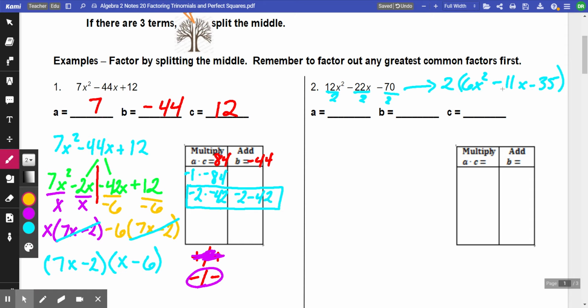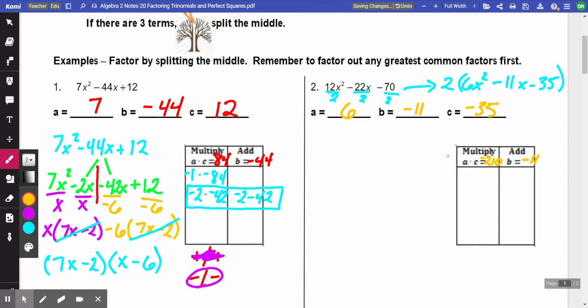I'm going to focus on this new trinomial here that has an a value of 6, a b value of -11, and a c value of -35. So now, before we get started, we fill out this chart to figure out what numbers we can use to split the middle. And in this case, we need to take a times c, which is -210, and the value for b is -11.